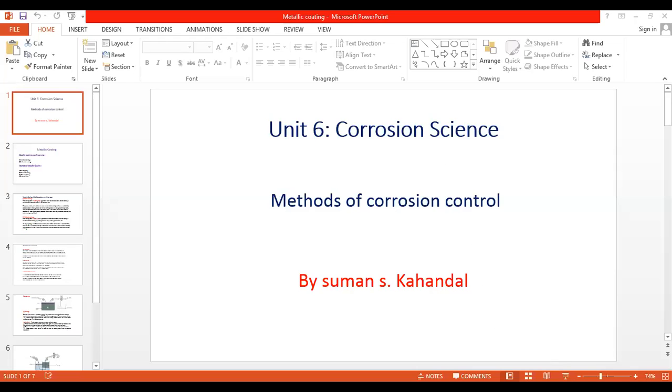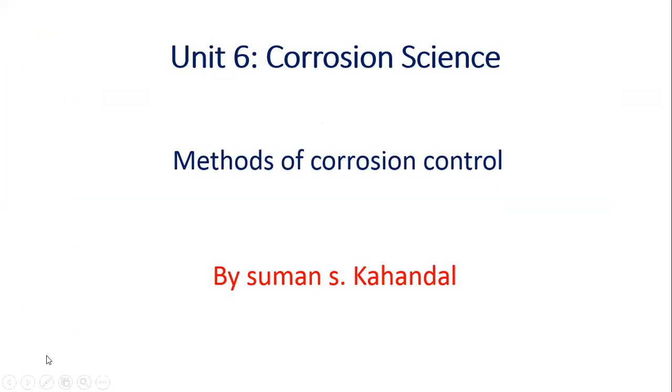Dear students, our today's topic is methods of corrosion control. As we learned, the first two methods of corrosion control are cathodic protection and anodic protection.